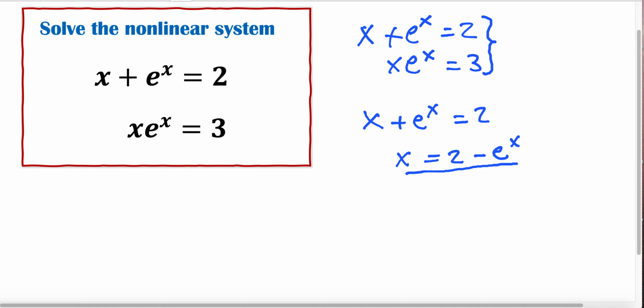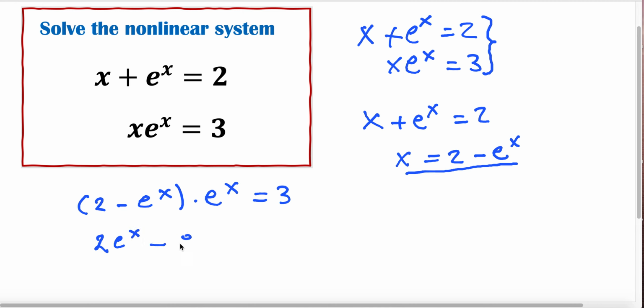And now I'm going to substitute this in the second equation. Instead of the x, I'm writing 2 minus e^x times e^x is equal to 3. And I'm distributing e^x, it's going to be 2 times e^x minus e^x times e^x, which is e^(2x), and this is equal to 3.